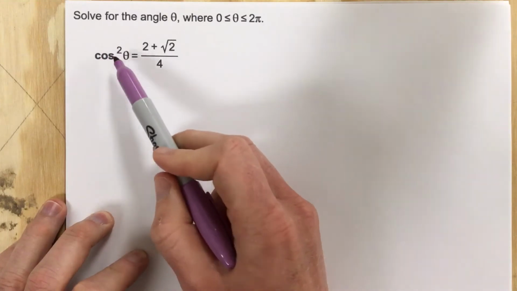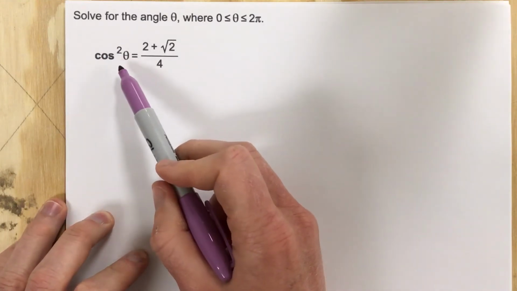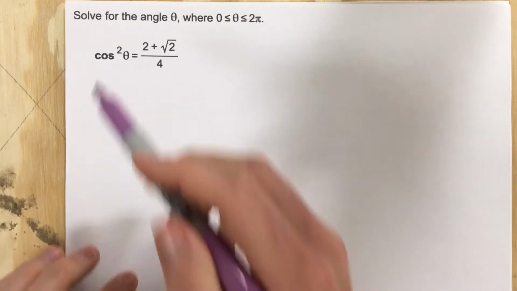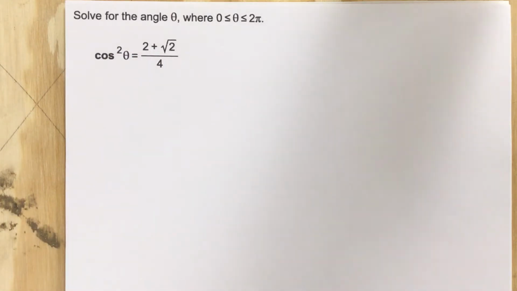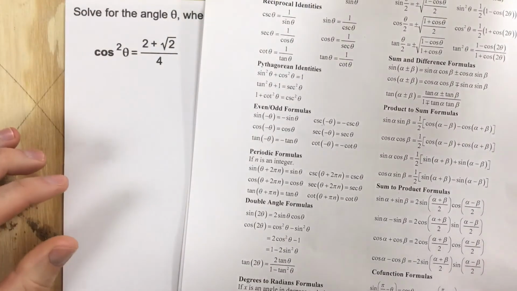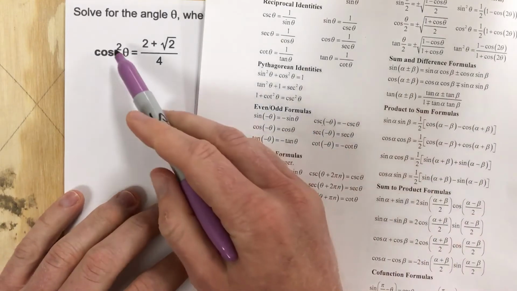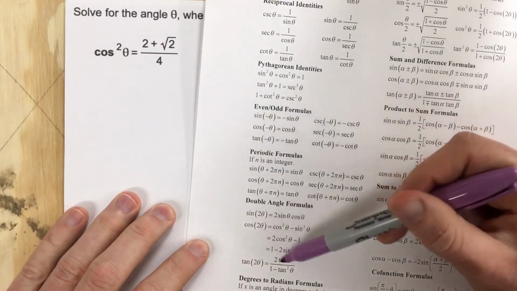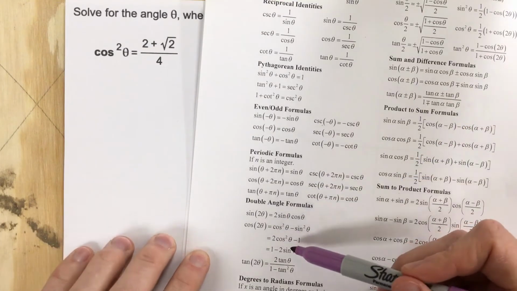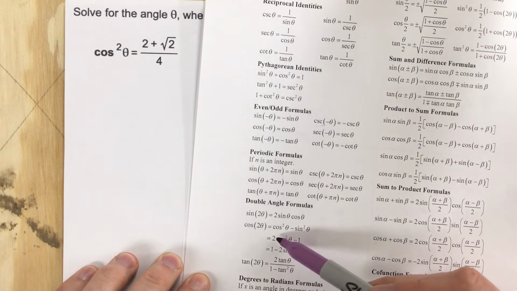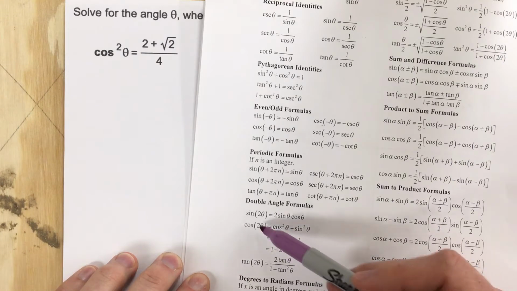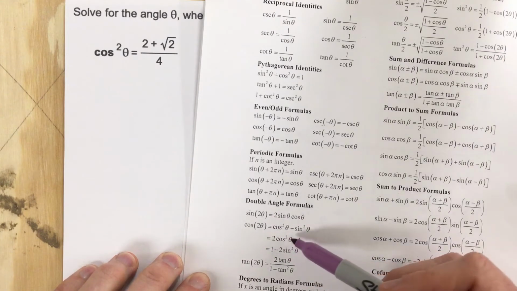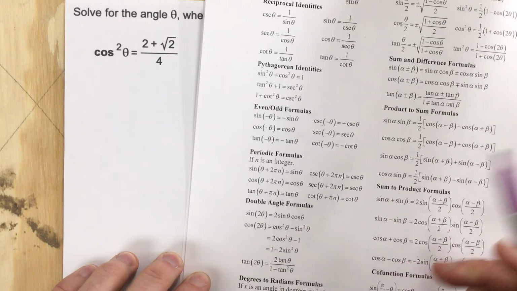So cosine squared theta is obviously not just a regular cosine, it's got a square in it. So this should automatically make you think double angle or half angle formula. So let's look at some double and half angle formulas. My goal is to reduce cosine squared to just a cosine. In the double angle formula, I do have some cosine squareds, and I have one where cosine 2 theta equals 2 cosine squared theta minus 1. I could use that if I wanted to, but I would have to rearrange it, add 1 over and divide by 2, and so on.